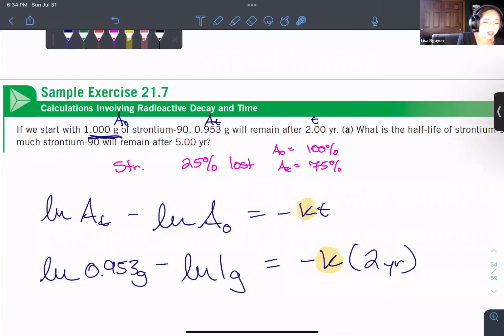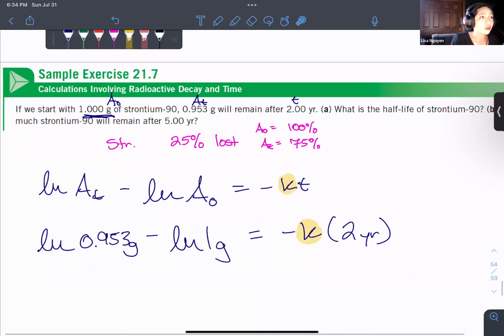Okay, yeah. So if it was worded this way, if you lost 25% of strontium, what's implied is you start with 100%. That's A subscript 0. And then what you have left is 75% of your sample, and that would be A subscript t. And then you would solve it the same way if we know how much time has elapsed. So anyway, let's go back to the original question, where I just give you masses. It's essentially plug and chug here. So we solve for k.